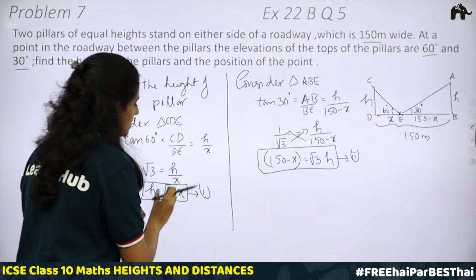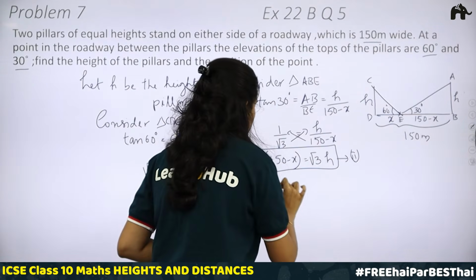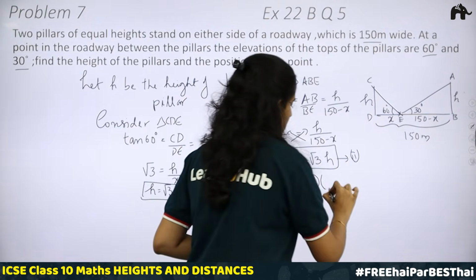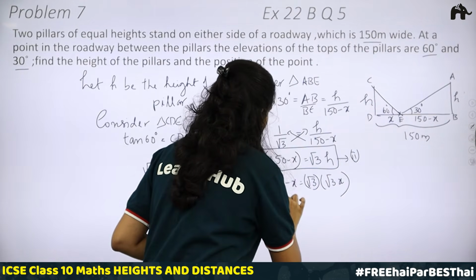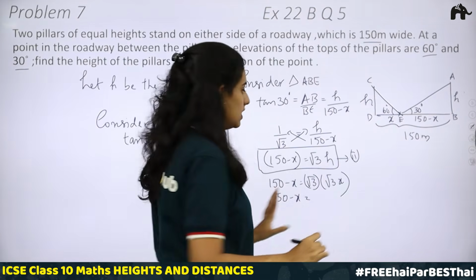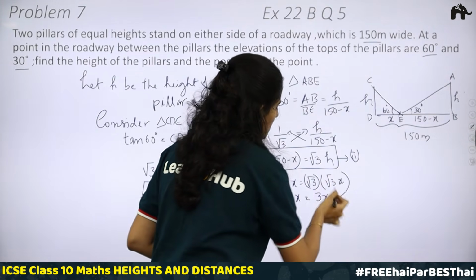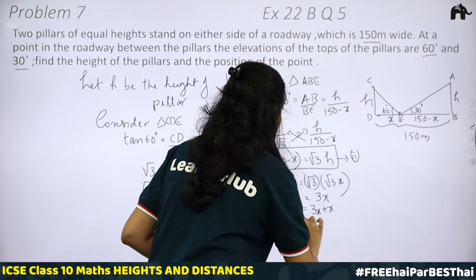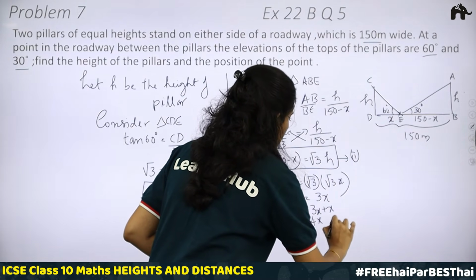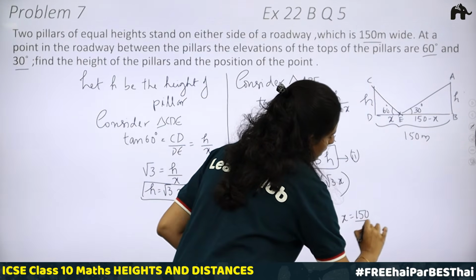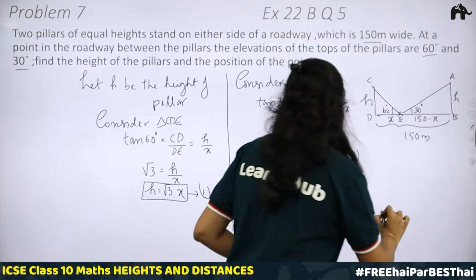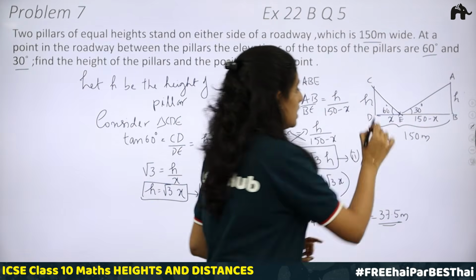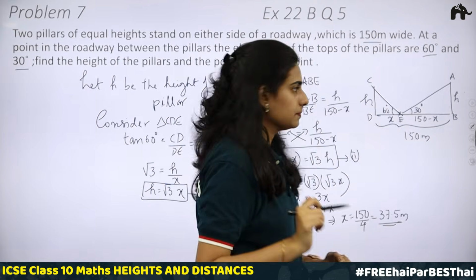Now putting the value of h from equation 1 in equation 2, we get 150 minus x is equal to root 3 into root 3x. 150 minus x is equal to root 3 into root 3 is 3x. Now taking this minus x to the opposite side becomes plus x. 150 is equal to 3x plus x, which means 150 is equal to 4x, implies x is equal to 150 divided by 4. What is the value? We'll be getting 37.5 meters. So 37.5 meters is the distance of the point from the first pillar. That is the x value.